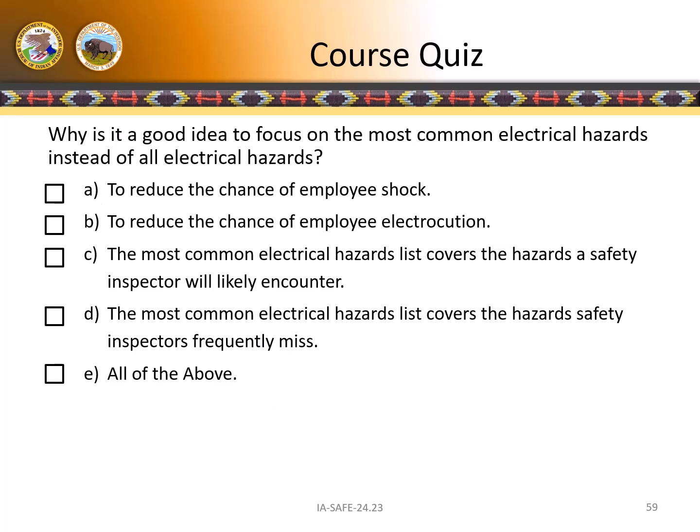Why is it a good idea to focus on the most common electrical hazards instead of all electrical hazards? A. To reduce the chance of employee shock. B. To reduce the chance of employee electrocution. C. The most common electrical hazards list covers the hazards a safety inspector will likely encounter. D. The most common electrical hazards list covers the hazards safety inspectors frequently miss. E. All of the above.